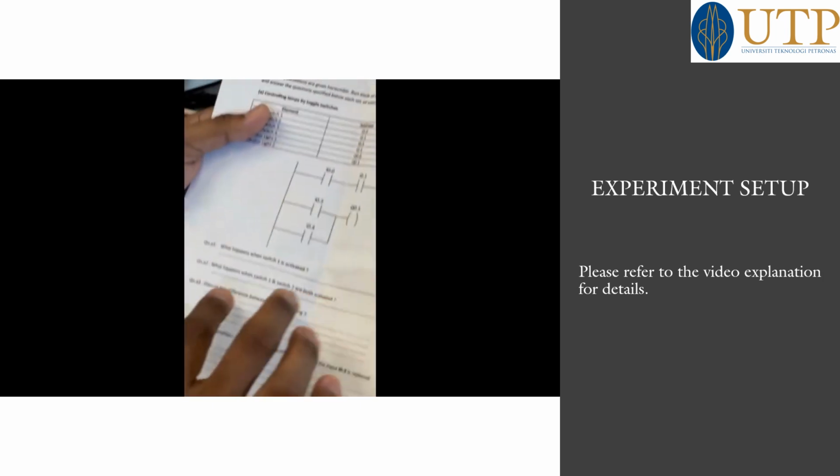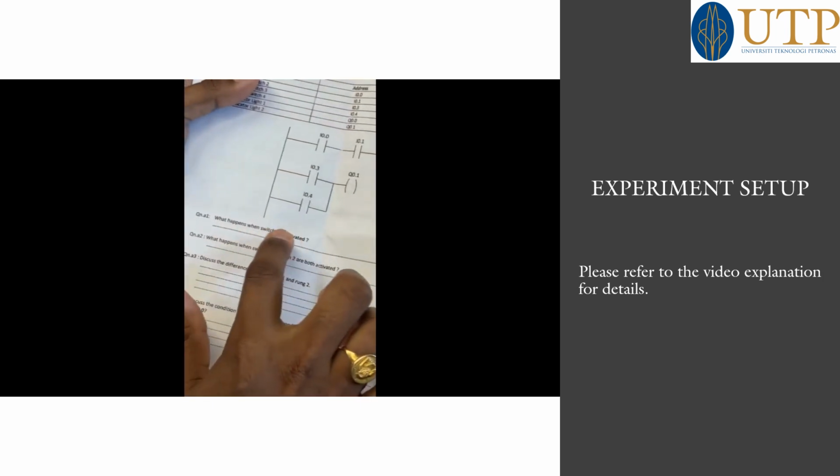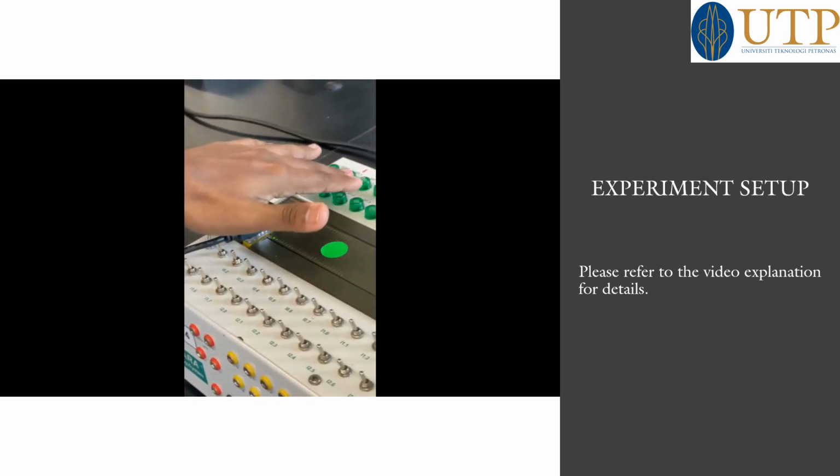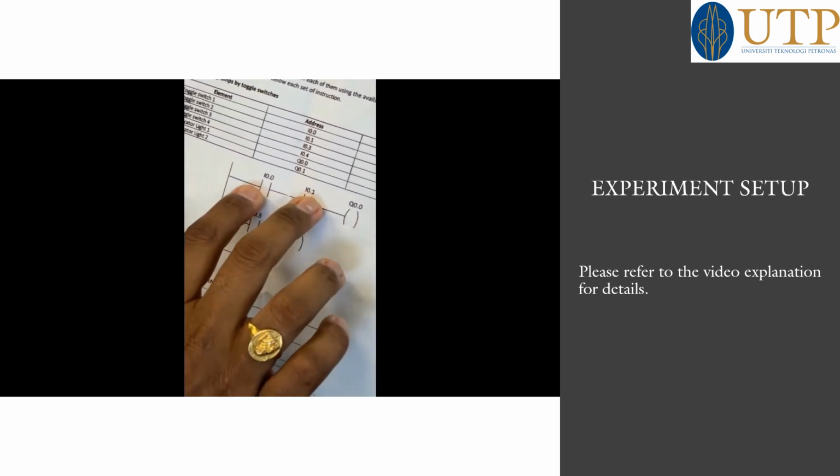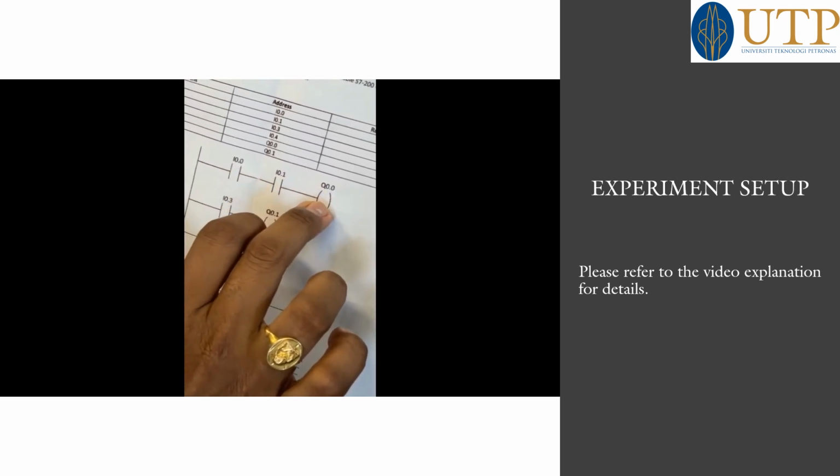Then click OK, and you have to place it in the run mode. For that, click on green button. So place the PLC in run mode, yes. So now the PLC is ready to execute. Now let's see the questions. So it says that like what happens when switch 1 is activated. So once switch 1 is activated, nothing will happen since it is connected in series. So you need to operate both the switches to get the Q0.0.